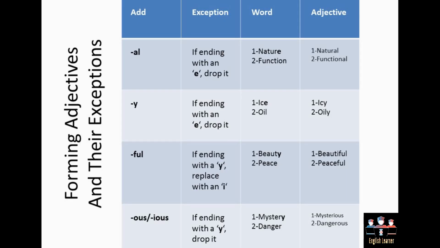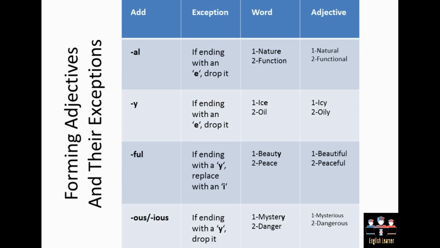I have more examples with you along with the exceptions. We have a few exceptions with respect to the suffixes whenever they are going to affix at the end of a root word. For example, when we are going to add al, then the exception you are going to consider is if ending with an e, drop it. For example, if a noun is ending with e and we are going to add suffix al, then we have to drop e from it.